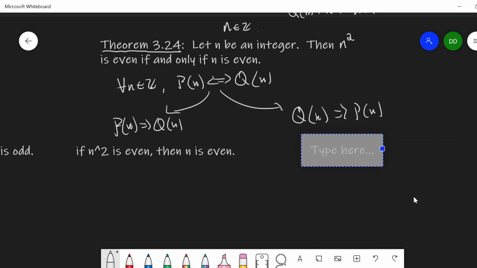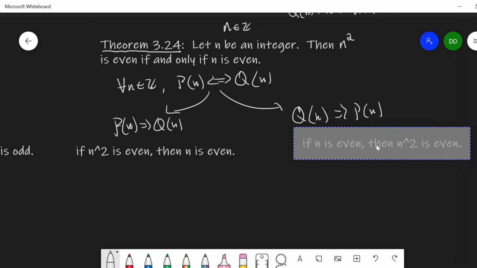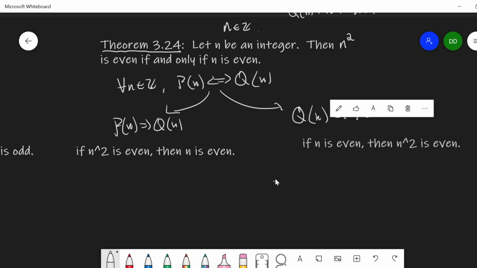Q of n implies p of n. This is the backwards direction. This would be: if n is even, then n squared is even. Think about that one. Will we do that directly or by contrapositive? So this is the backwards direction, and this is the forwards direction.